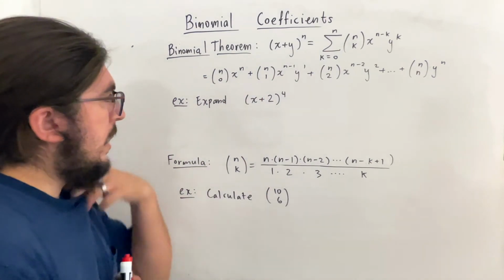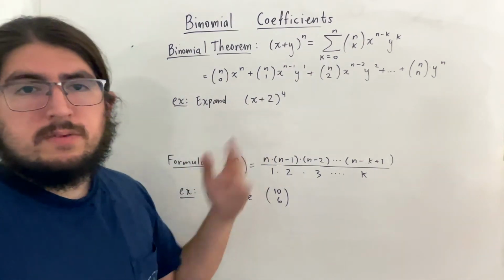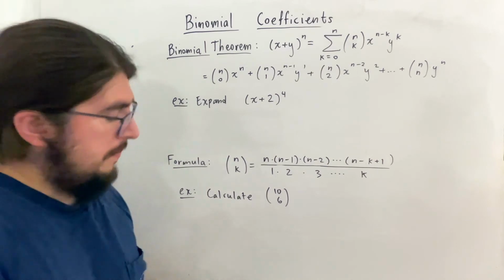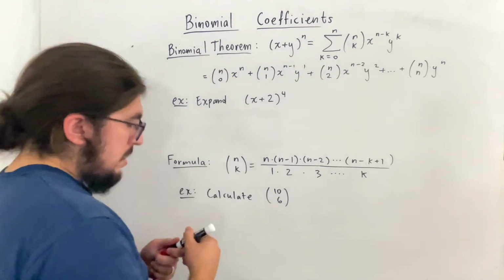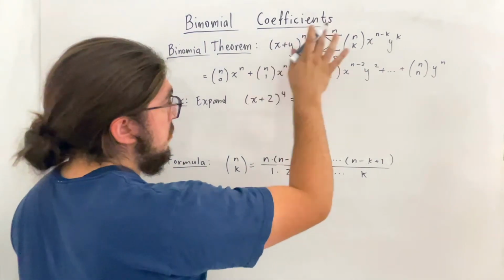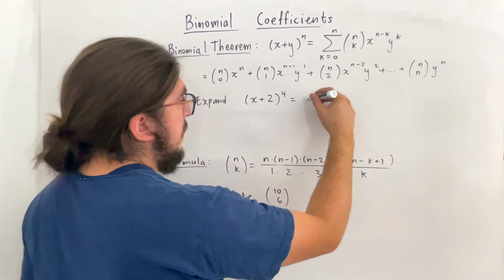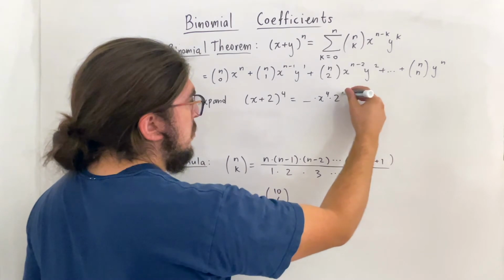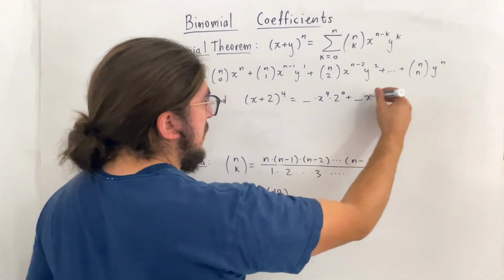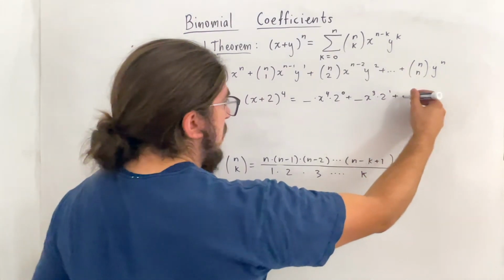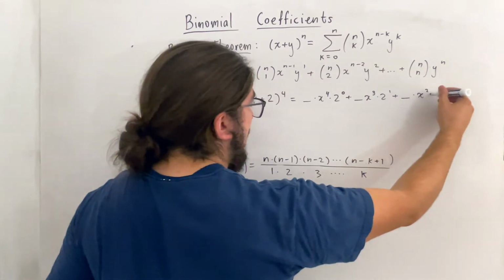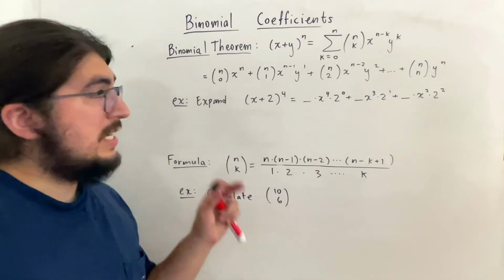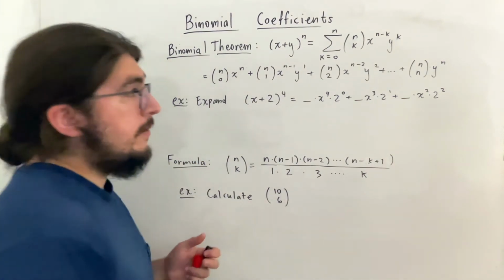So here we're going to expand x plus 2 to the 4th, using our newly found idea of Pascal's triangle, and also using the binomial theorem. This is going to be something times x to the 4th times 2 to the 0, plus something times x to the 3rd, 2 to the 1, plus something times x to the 2nd, 2 to the 2. So we see how this is working, right? The power of x is decreasing as the power of 2 increases.